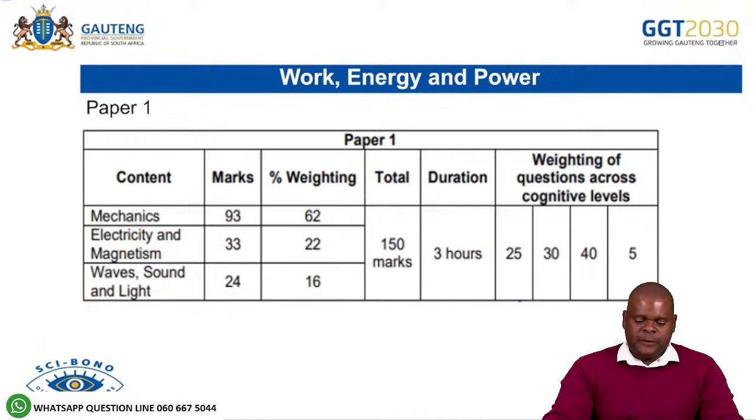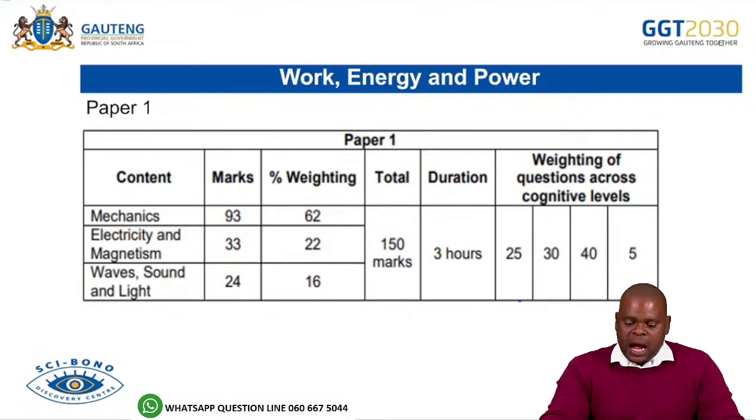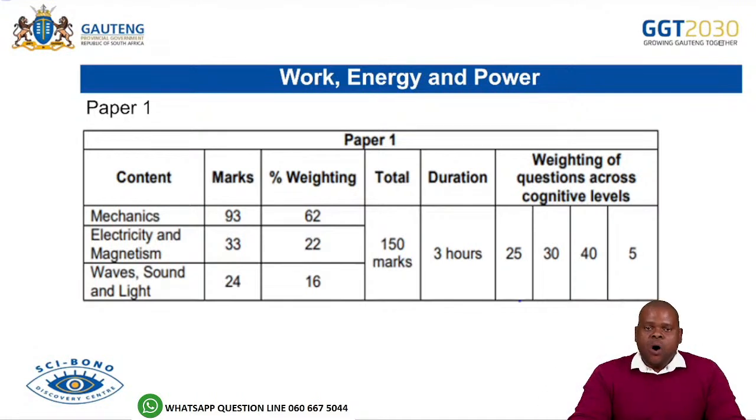And then we're saying there's level 1 questions, they are 25%. Level 2 questions, they are 30%. And level 3 is 40%. And level 4 questions is 5%. And then you can see that the total of level 1 and level 2 questions is 55%. That means grade 12, it is possible that we can all pass these exams in technical science.